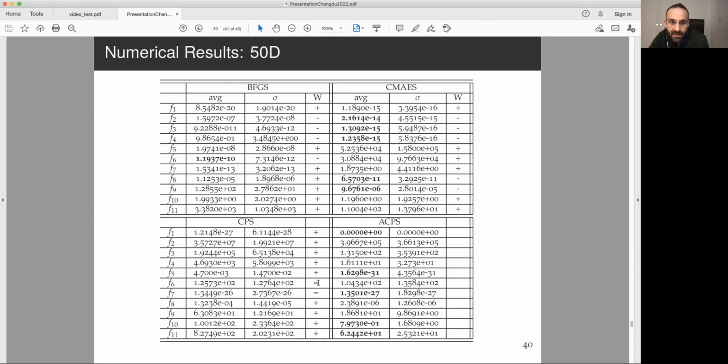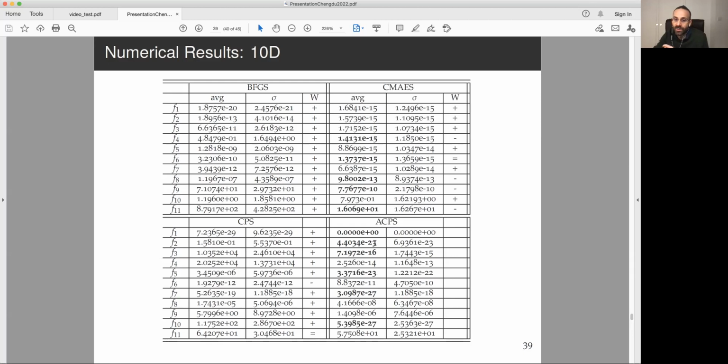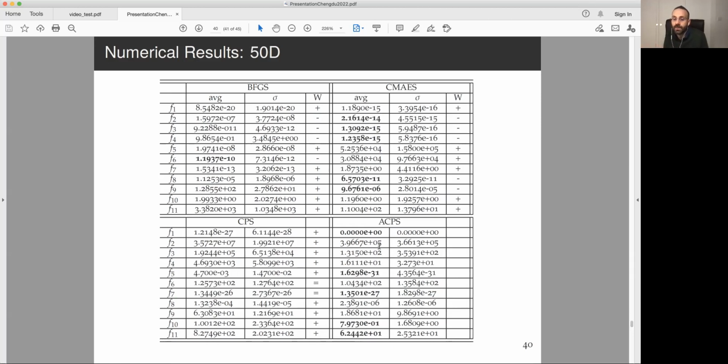So you see that, for example, in F2, F3, and F4, CMAS is excellent, and scaling up the problem does not really present a challenge, while it is a challenge for ACPS, because you see that the performance deteriorates. Here we had 10 to the power of minus 23, and here we have 10 to the power of 5. While for these other problems, like F5, you see 10 to the power of minus 31, and here we have 10 to the power of 4. So in that case, we have the reverse situation happening.